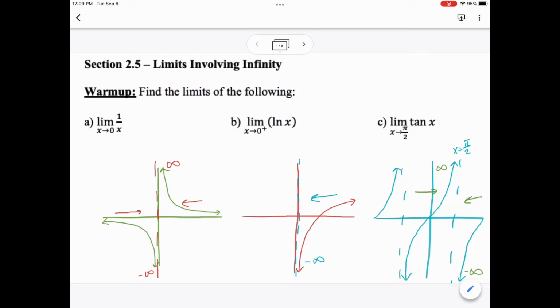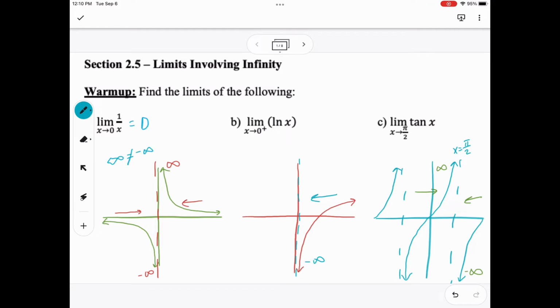Today's lesson is section 2.5, limits involving infinity. Here we're talking about what happens when different parts of our function go to infinity. So for this first one, letter A, we have the limit of 1 over x as x goes to 0.